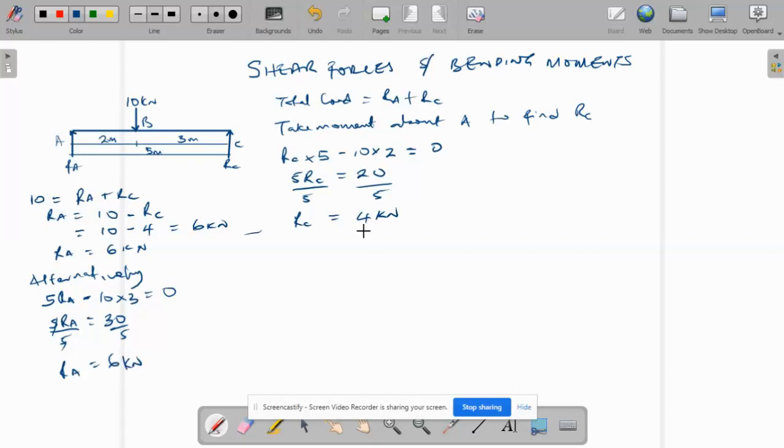So now we've been able to find A by using this approach or this alternative method. The next thing we need to do now is to draw the shear force diagram. So let's look at the shear force diagram. To start with that, we draw a line.